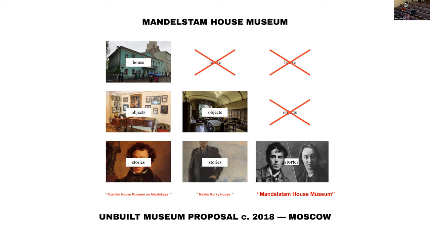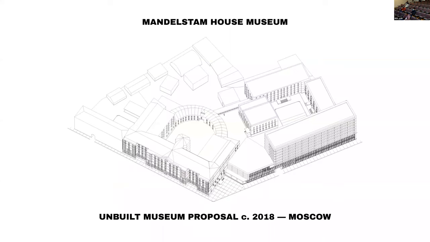There's the physical house itself. There's the objects in the house, like the bed where they slept or the kitchen table where they ate. And then the stories that tour guides use to animate the house, to bring the objects to life. And so we created those three discernible parts. And at the end of it, we realized that the only thing that we have about Mandelstam is the stories, and we don't even have all of his work. So stories, immaterial stories, became the content.